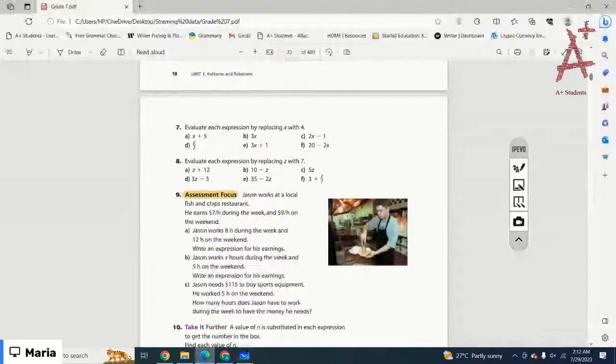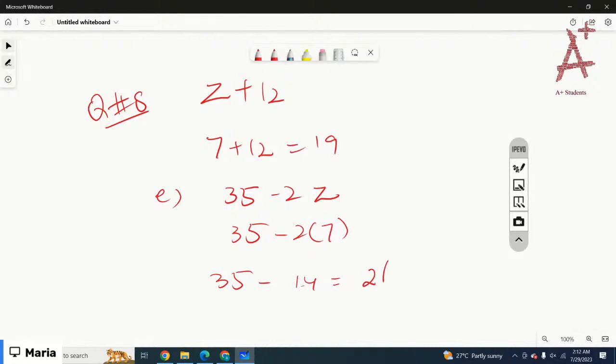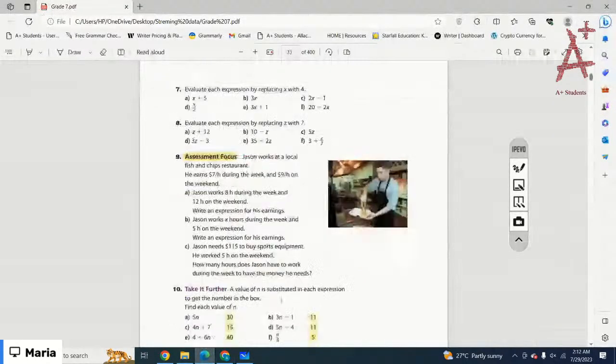Okay, the next one is the e part, 35 minus 2z. Replace z by 7. So 35, 2 times 7 is 14. Just subtract. 5 minus 4 is 1 and 3 minus 1 is 2. So the correct option is, the answer is 21. Right?